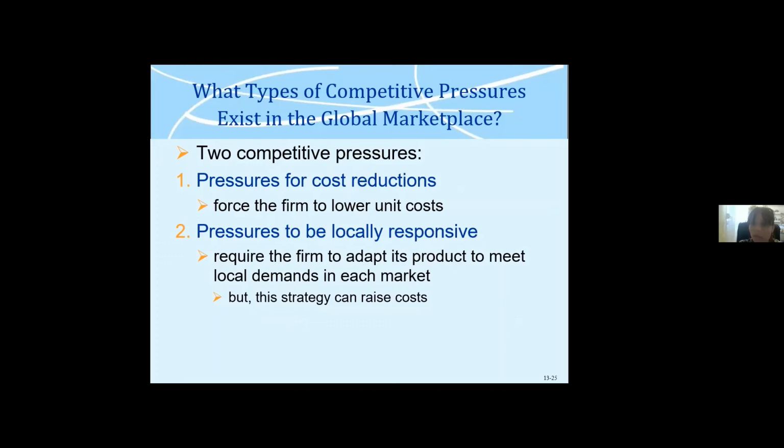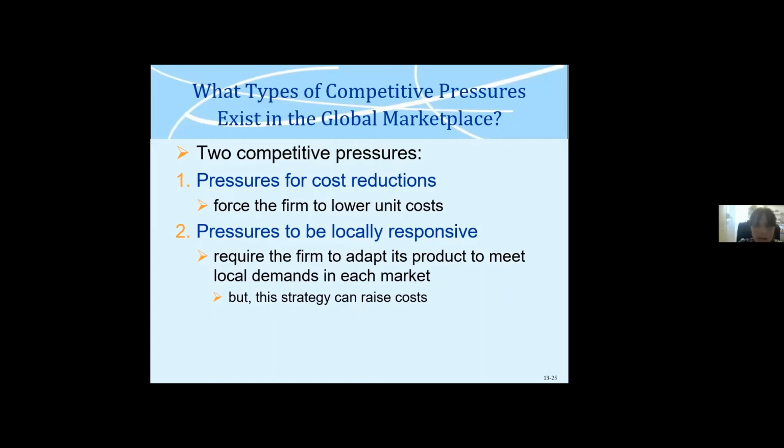Responding to pressures for cost reduction requires that a specific firm try to minimize its unit costs, but responding to pressures to be locally responsive requires that the firm differentiate its product offering and marketing strategy from country to country in an effort to accommodate the diverse demands arising from national differences in customers' tastes and preferences, distribution channels, competitive conditions, government policies, and so on. Because differentiation across countries can involve significant duplication and a lack of product standardization, it may raise costs.